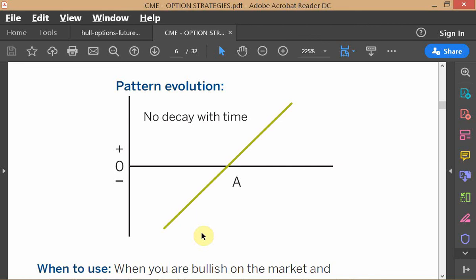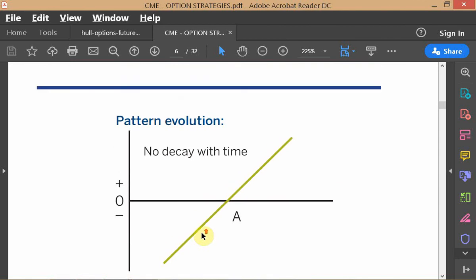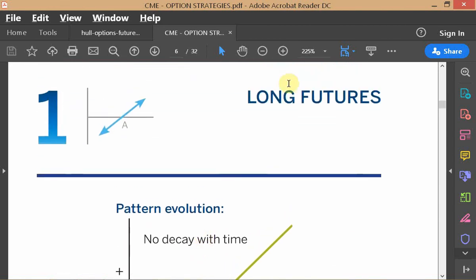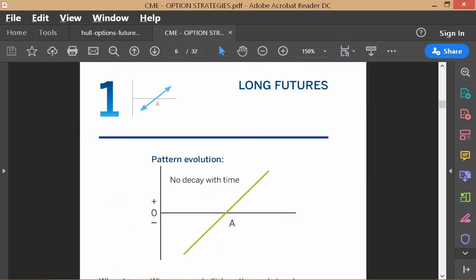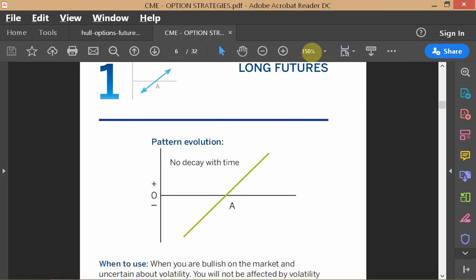So we can buy the underlying asset. Like this is already long underlying asset. Two options I'm saying. One minute, this is a little bit too big. Let me make it a little smaller. Let's make it 150 where we can see. Yeah, so this is already long futures.